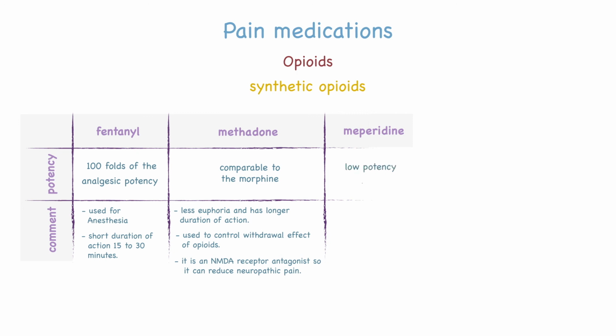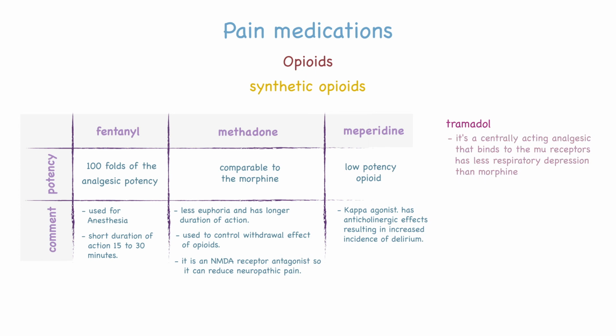Meperidine is a low-potency opioid that acts as a kappa agonist. It has anticholinergic effects resulting in an increased incidence of delirium. Tramadol is a centrally acting analgesic that binds to the mu receptors and has less respiratory depression than morphine.